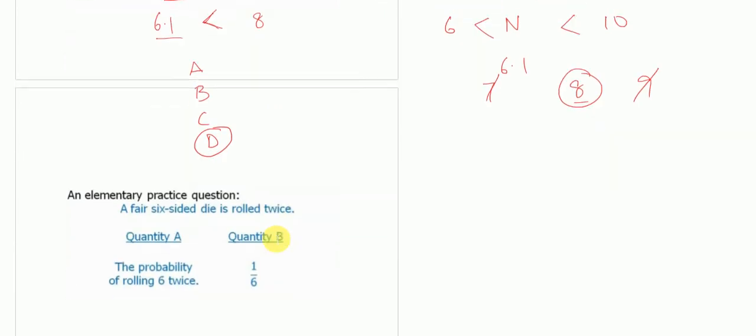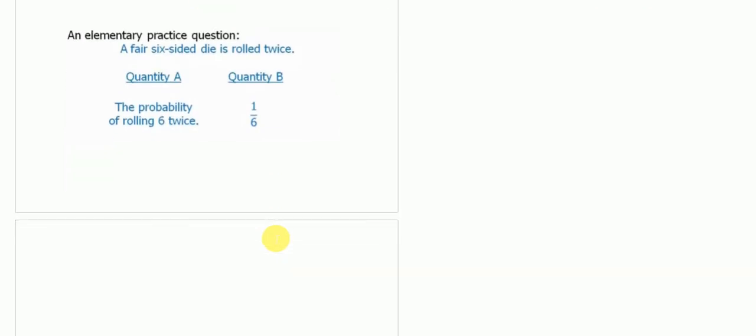All right. We have one more quantitative comparison question. A fair 6-sided die is rolled twice. All right, so let me draw a die. We have this die, and it has 1 over here, and let's say 5 written here, and let's say 2 here. So this is a fair 6-sided die, and it's rolled twice.